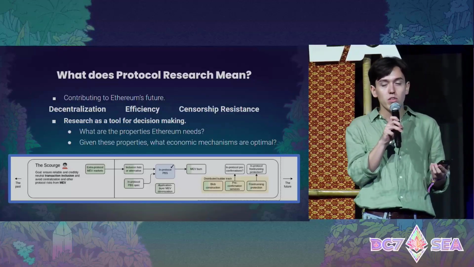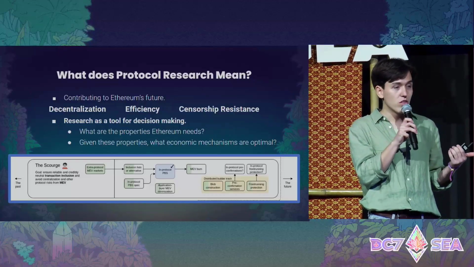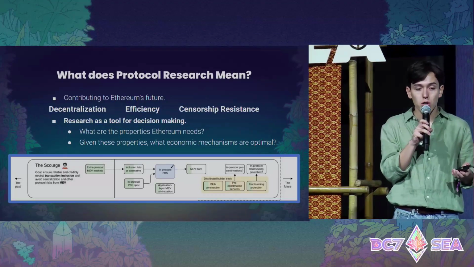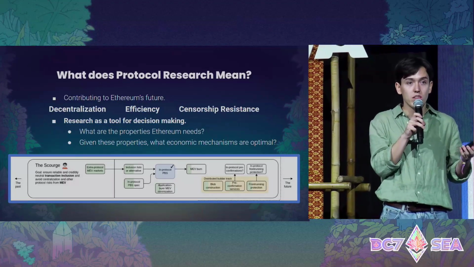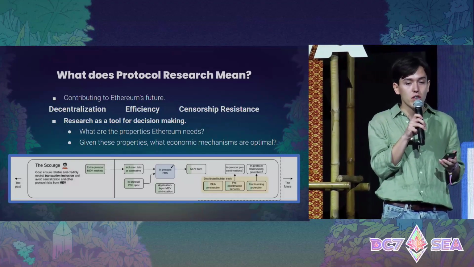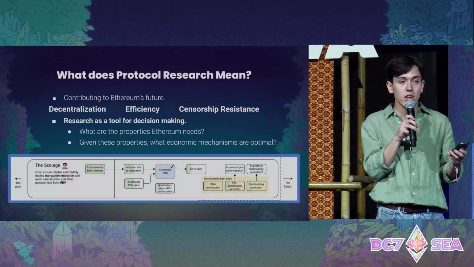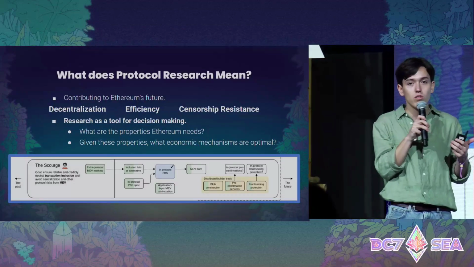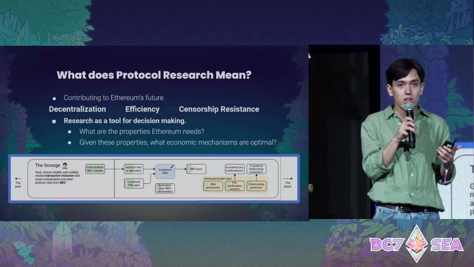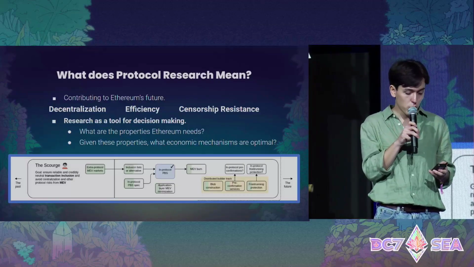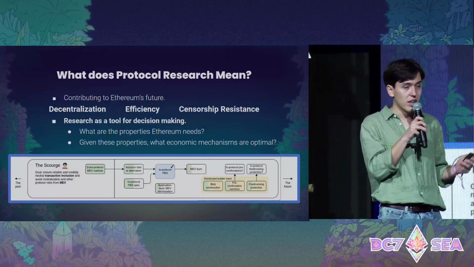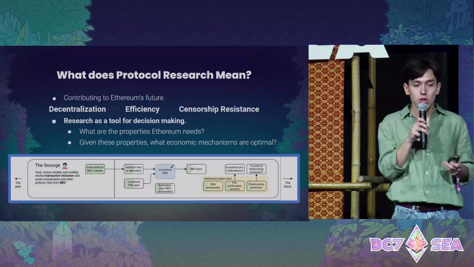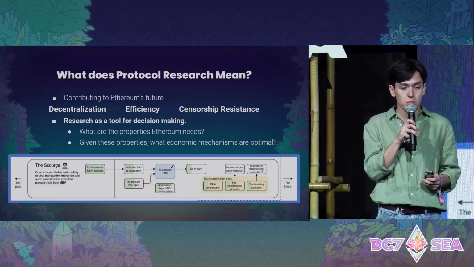Well, it means contributing to Ethereum's future, whether this is via decentralization, efficiency, or censorship resistance, using tools from crypto economics to help make decisions. So I think industry research very much is about research as a tool for decision making. And here it means we need to find what are the properties that we want for Ethereum. So these are normative questions, and then answer these with, given these properties, what economic mechanisms are optimal. And here you can see a picture of the Scourge, which is part of Vitalik's roadmap, which is the main part of crypto economic research that we're focusing on now.